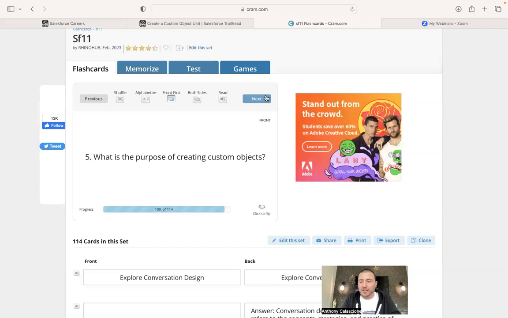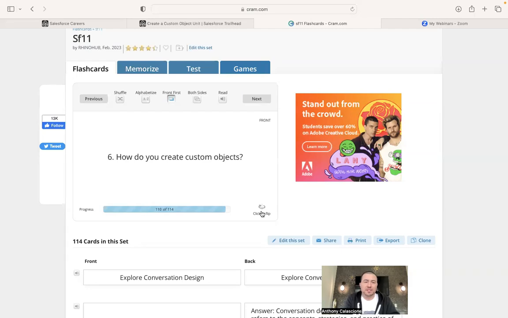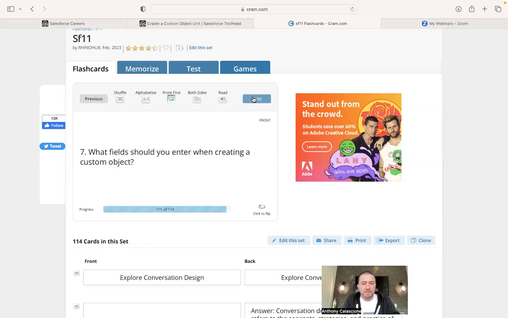What is the purpose of creating custom objects? The purpose of creating custom objects is to store data that is specific to a business. How do you create custom objects? To create custom objects, go to Setup, select Object Manager, click Create, Custom Object, enter a label in plural label, check the box for Launch New Custom Tab Wizard after saving the custom object, leave the rest of the values as default, and click Save. What fields should you enter when creating a custom object? When creating a custom object, you should enter a label in plural label.